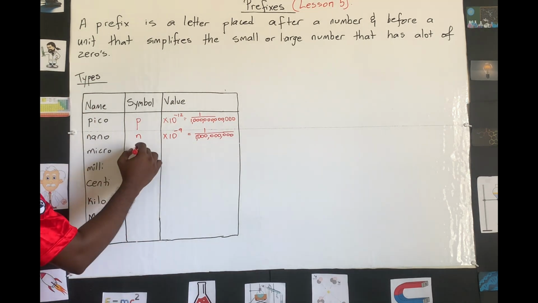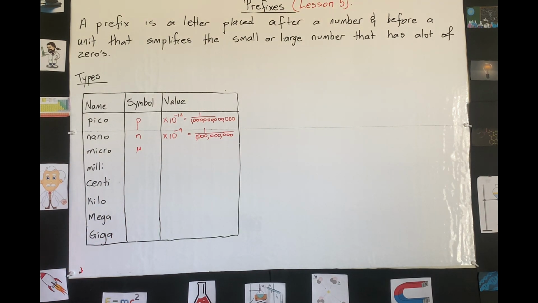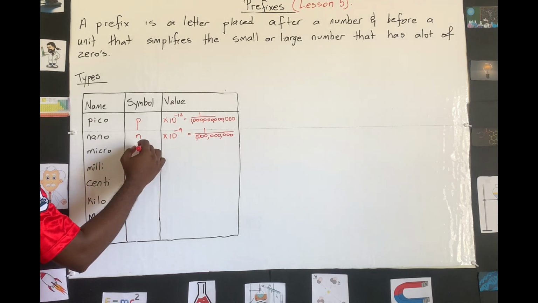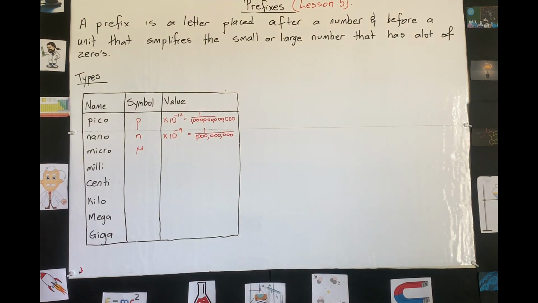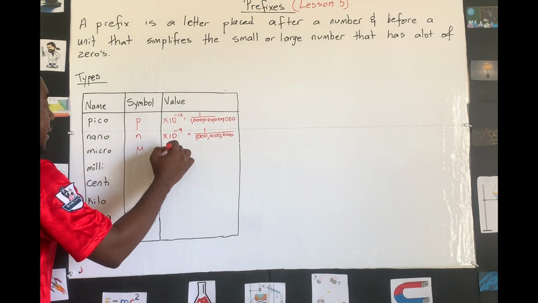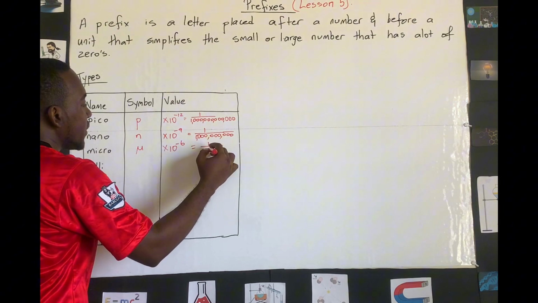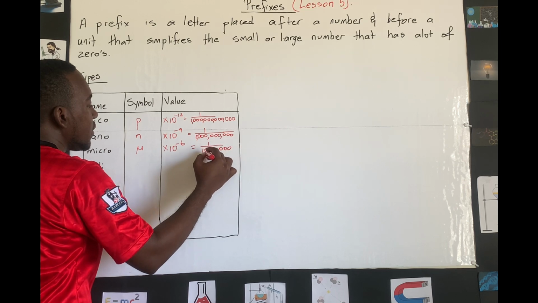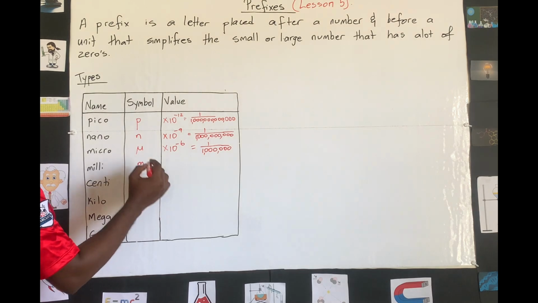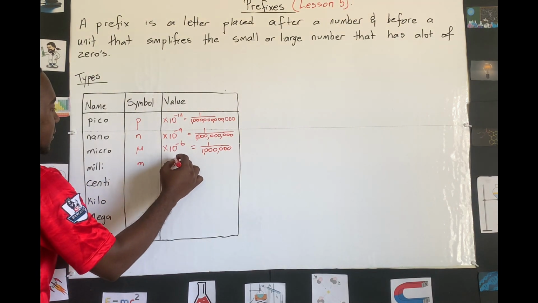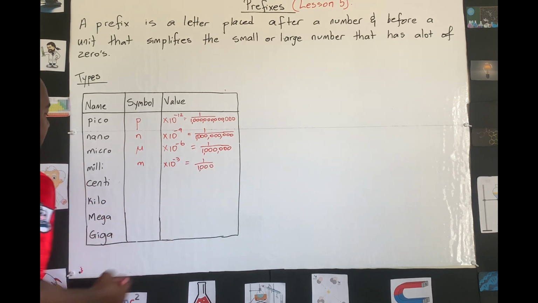Alright, micro is a Greek symbol. It's represented by drawing a U, then putting a stick on the next part of the U. And that is times 10 to the negative 6, which means it's 1 over a million. Then we go to milli, which is a common m, which is times 10 to the negative 3, which is just 1 over 1,000.